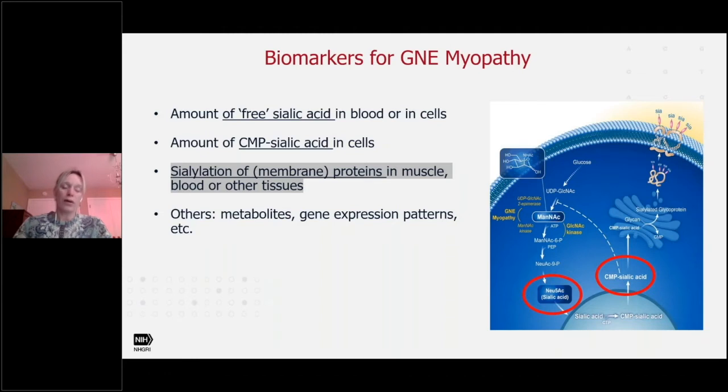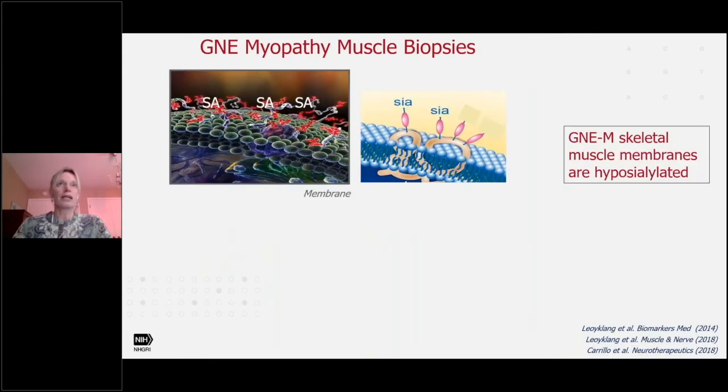And then there are other methods. You can do large screens for certain metabolites that are different in GNE myopathy, different gene expression patterns, or other larger data sets to see if you see a trend that changes in GNE myopathy compared to normal. And we have been working on this as well. So I'd like to focus a little bit on the muscle membrane biomarkers. And Dr. Crow talked about this last week also, that she is investigating this in cells.